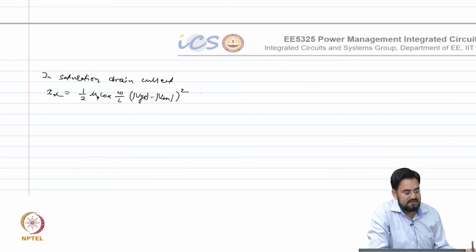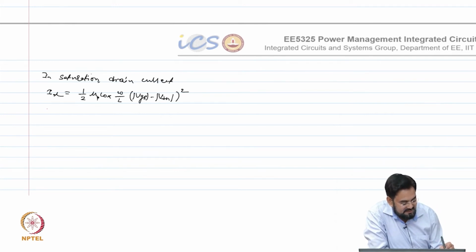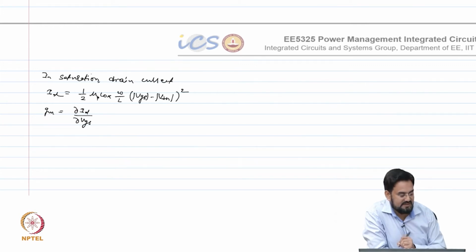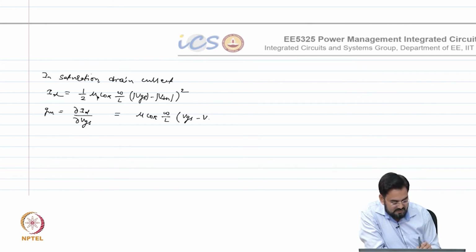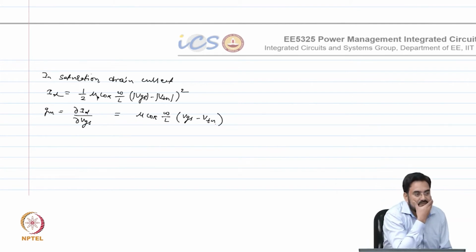So, this is your equation, and GM is nothing but delta ID over delta VGS. If you differentiate it, what do you get? You get mu Cox W by L, VGS minus VTH. Okay.